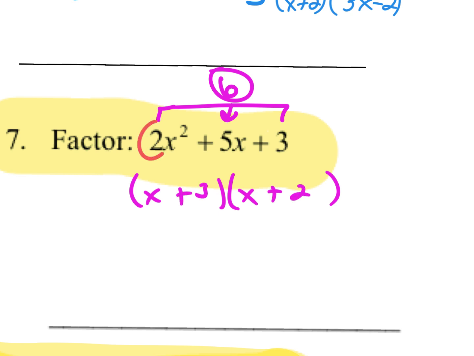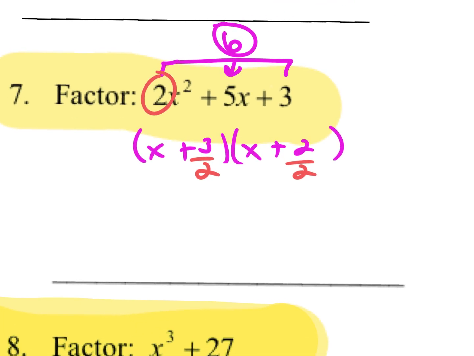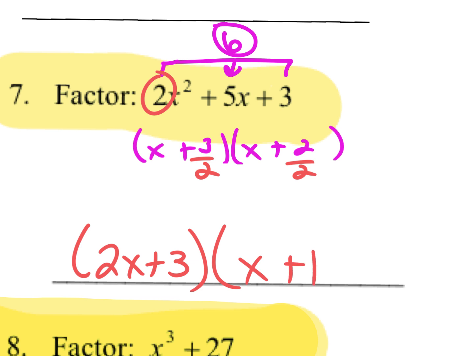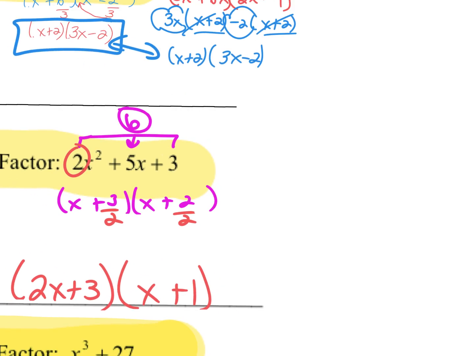All right, what do I do with my a term? I divide here. So what happens? What's my first parenthesis become? 2x plus 3. Good. What's my second parenthesis? X plus 1. Again, if you do the grouping method, it would be 2x squared. Our factors were 3 and 2, so plus 3x plus 2x plus 3, and then you group.